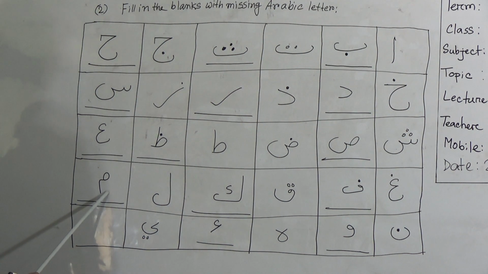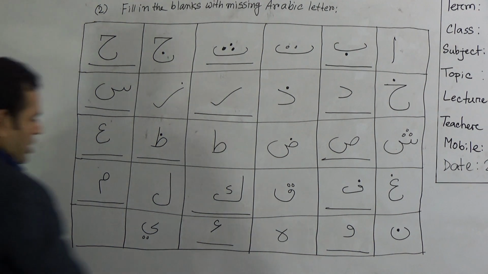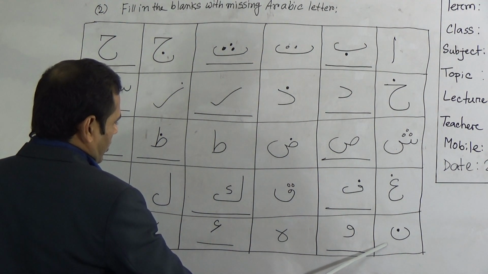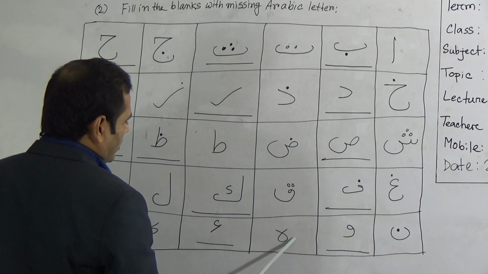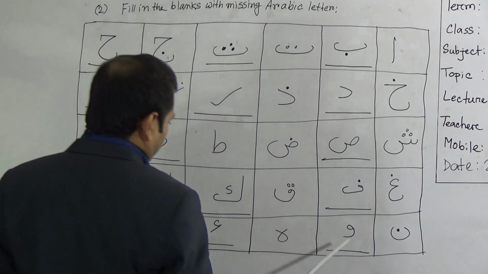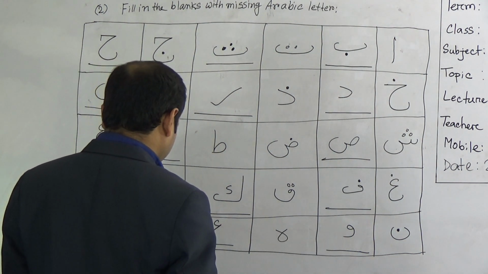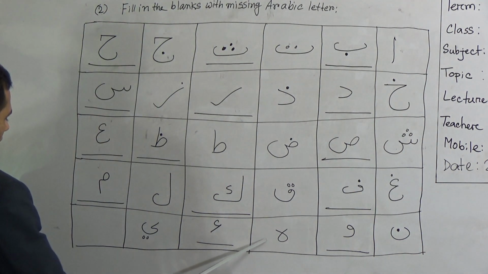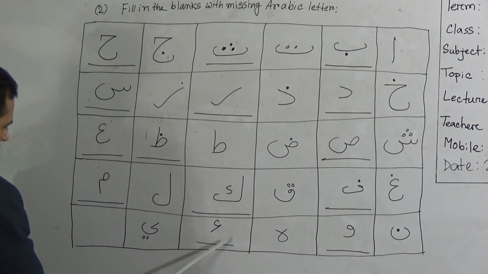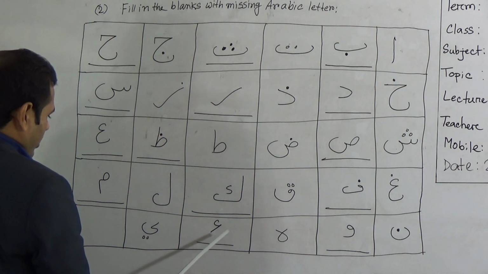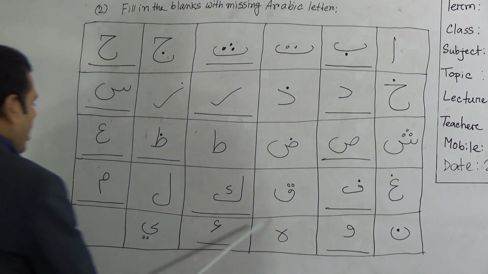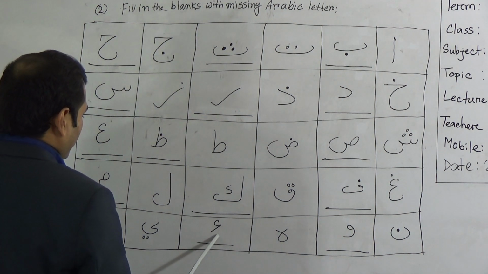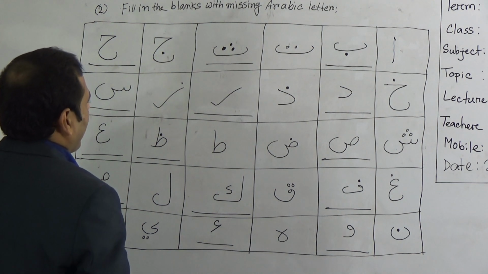After lam, dash, gap is given. So after lam, mim will be written here. Noon is given and ha is also given. Between noon and ha, the waw letter comes. Now ha and ya, and in the middle, between these two letters, the gap is given. So ha and ya, hamza will come between two letters.